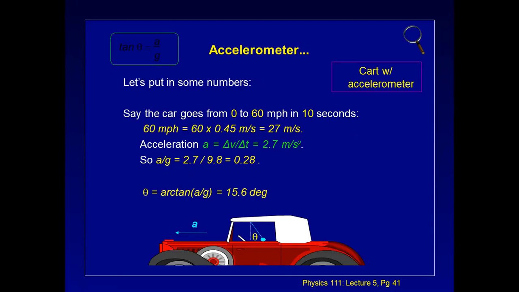Say the car goes from 0 to 60 miles per hour in 10 seconds. 60 miles per hour in meters per second gives us 27 meters per second. And then the acceleration, delta V over delta T, is equal to 2.7 meters per second squared. So your acceleration over gravity is 2.7 over 9.8, which is equal to 0.28. So the angle subtended by the accelerometer gives us 15.6 degrees.